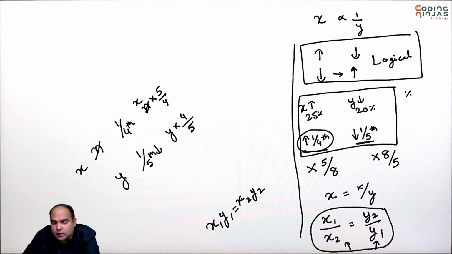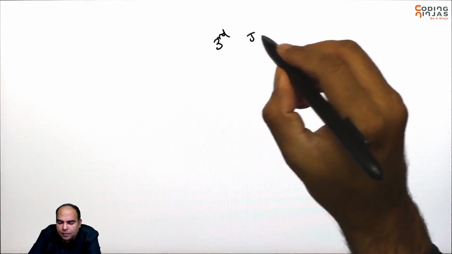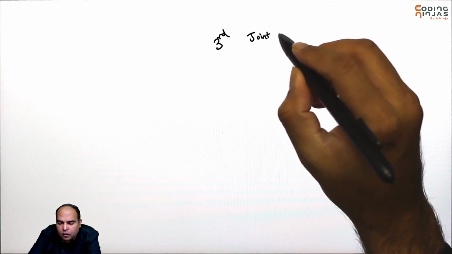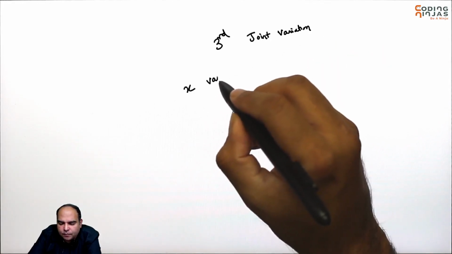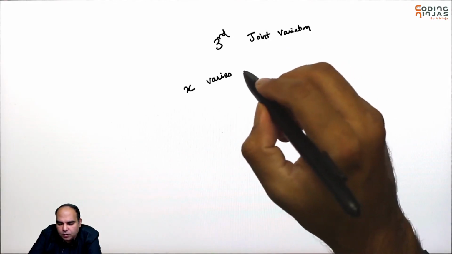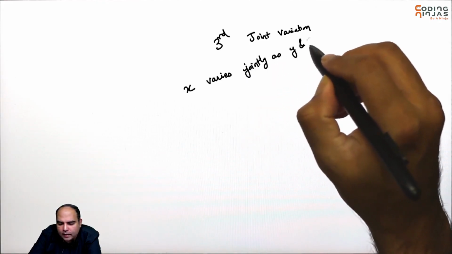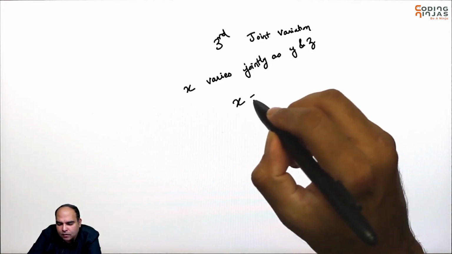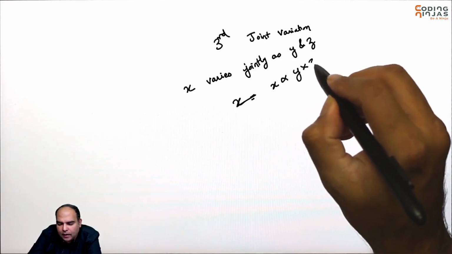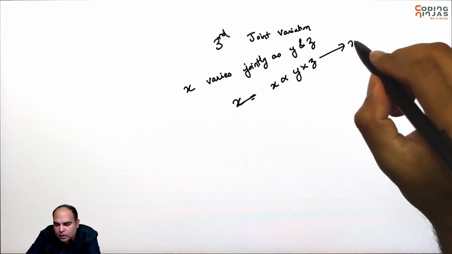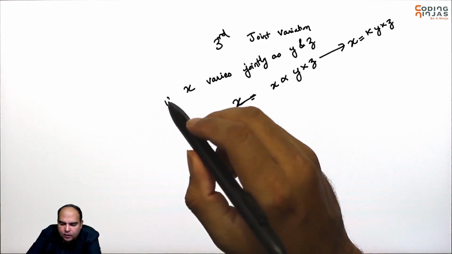And the third kind of variation is what can be described as joint variation. Now, what we mean by joint variation is that if x varies jointly as y and z, it basically means that x varies as y into z, and the equation form of this is x is equal to k y into z. So this is one part of it.